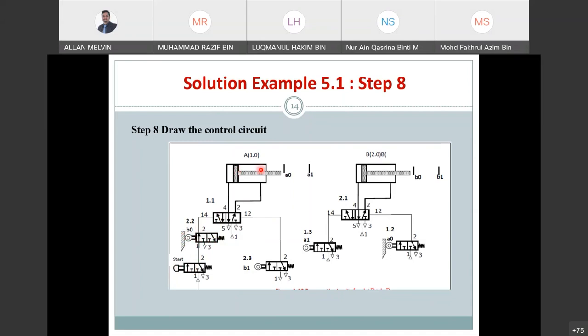It goes in here, the cylinder extends. The cylinder extends and hits A1. A1 is supposed to start cylinder B, so A1 you put here. This one is on, it will send a signal, so cylinder B will extend. Then it hits B1. If you want it to do A plus, B plus, B minus first, you put B1 here. If you want cylinder A to retract first, you put this here. So B1 is on, it sends a signal, so cylinder A retracts. Retract, it hits A0. So A0, you put here.